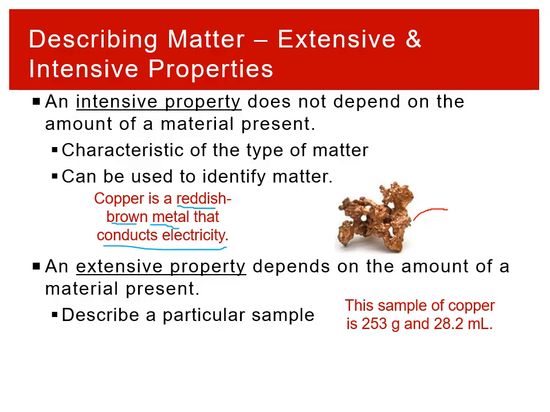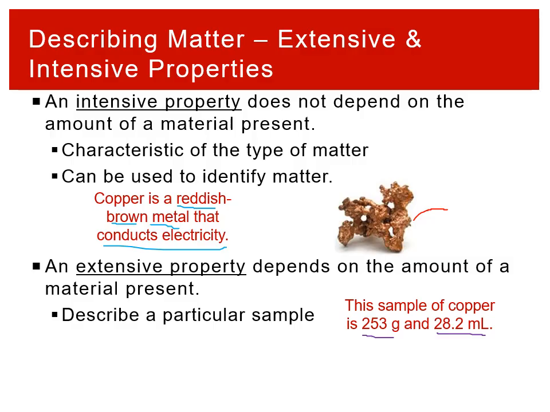Extensive properties then depend on the amount of material present. So these would be used to describe a particular sample. This piece of copper that we're looking at is 253 grams, and it has a volume of 28.2 milliliters. We'll define those units moving on if you're not familiar, but those are mass and volume, right? And so that gives us information about that piece of copper. That is not generically true for copper. You can have all different sizes and shapes of copper, but that particular piece of copper has that mass and volume, and that's what makes that an extensive property.